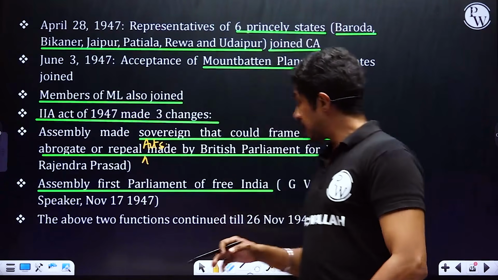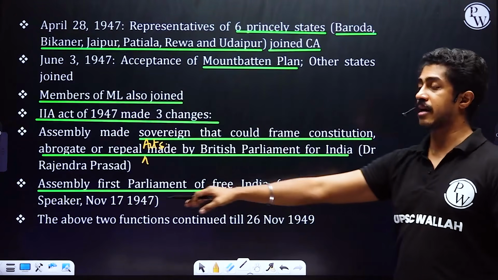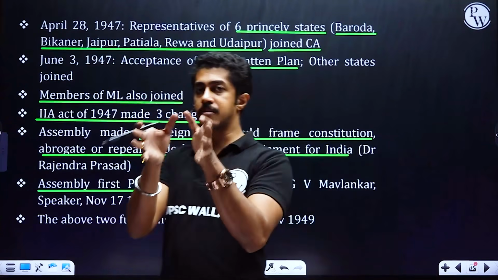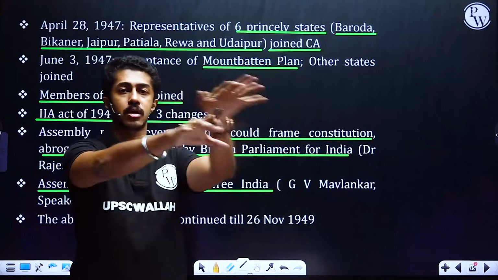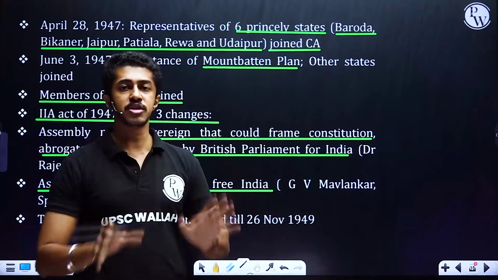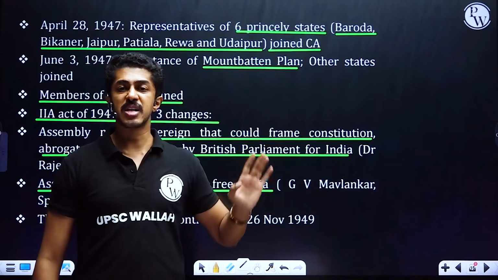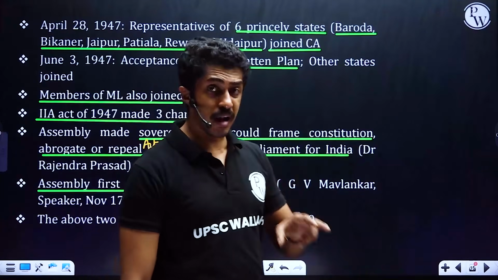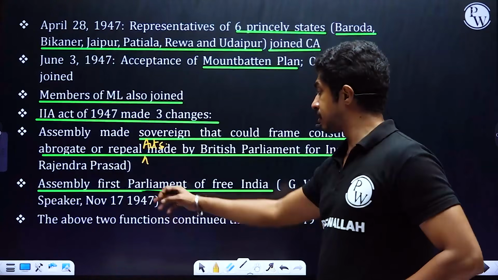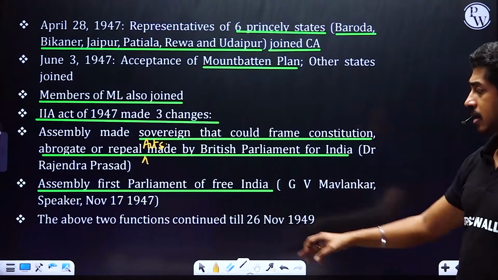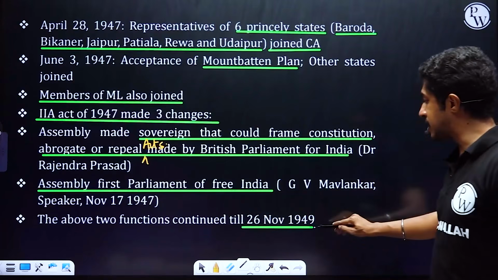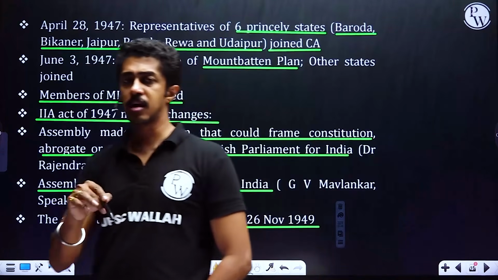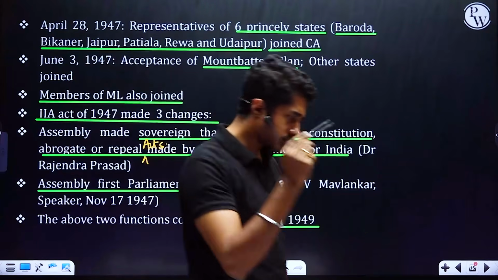Getting the point? So it also functioned as a parliament. And here, G.V. Mavlankar was elected as the speaker. So whenever the body met, it's the same body. Whenever CA met as a constitution making body, it was presided over by Dr. Rajendra Prasad. Whenever it met as a parliament, it was presided over by G.V. Mavlankar. The above 2 functions continued till 26 November 1949. That is, it worked both as a parliament and as a constituent assembly.